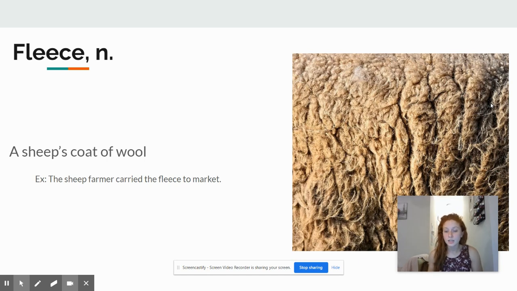All right, our next word is fleece. It is also a noun, and fleece is a sheep's coat of wool. Okay, so remember sheep, they're really fluffy. So their wool coat is called a fleece. All right, and a way that we can use it in a sentence is the sheep farmer carried the fleece to the market. So that farmer took the sheep's wool coat and was going to go sell it at the market.